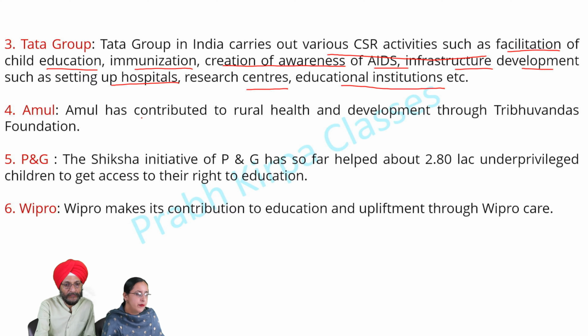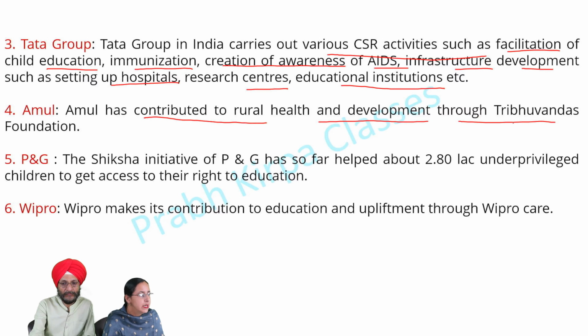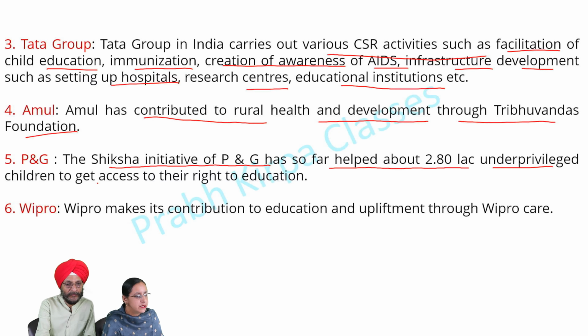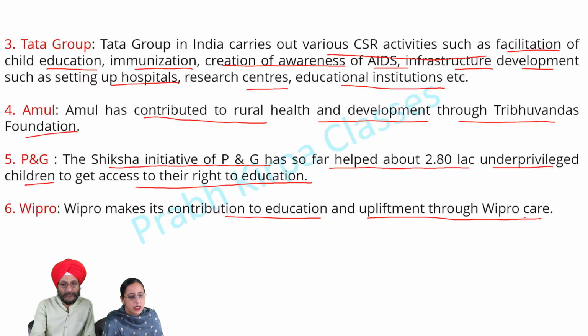Fourth, Amul. Amul has contributed to rural health and development through the Tribhuvandas Foundation. Fifth, Procter and Gamble. The Shiksha initiative of P&G has so far helped about 2.80 lakh underprivileged children to get access to their right to education. Six, Wipro. Wipro makes its contribution to education and upliftment through Wipro Care.